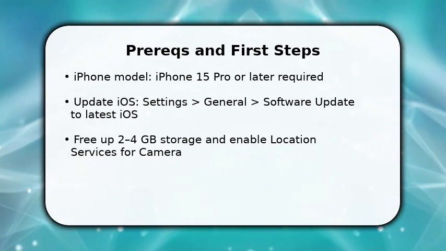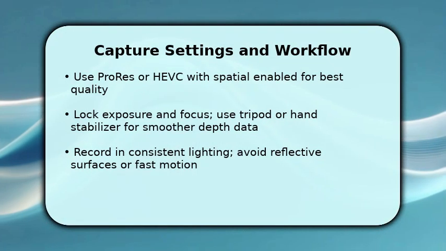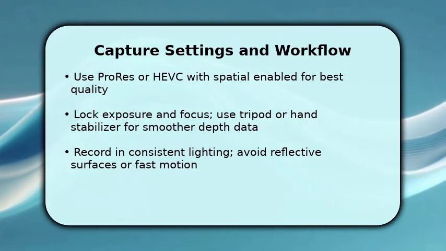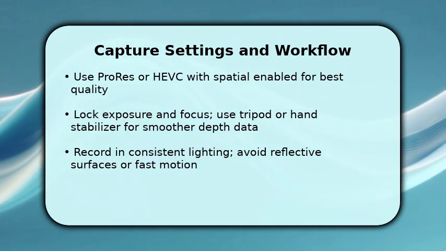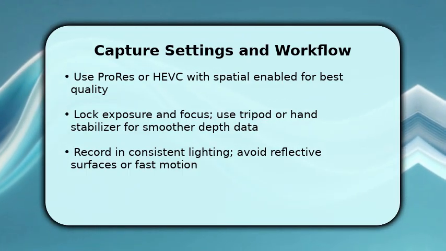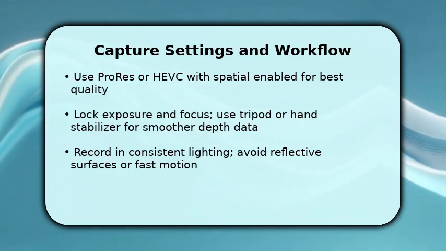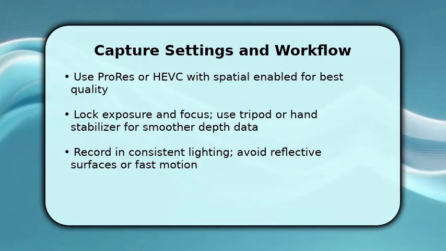You'll now dial in capture settings for reliable spatial depth. Select HEVC or ProRes with spatial toggled on. This preserves multiplane depth and color fidelity. Once selected, lock exposure and focus so the depth map doesn't shift during recording, and use a tripod or stabilizer because steady motion yields cleaner reconstruction.